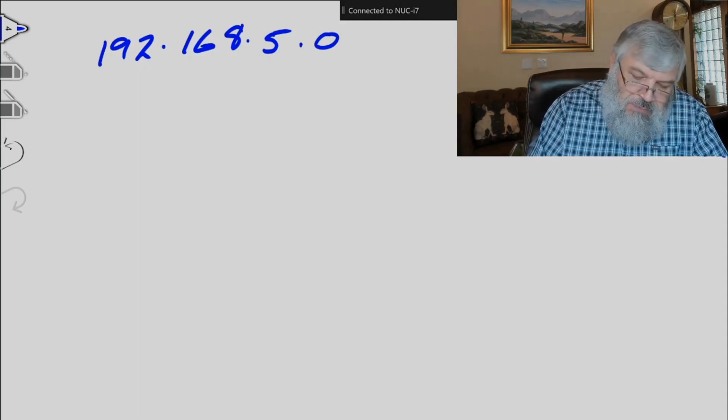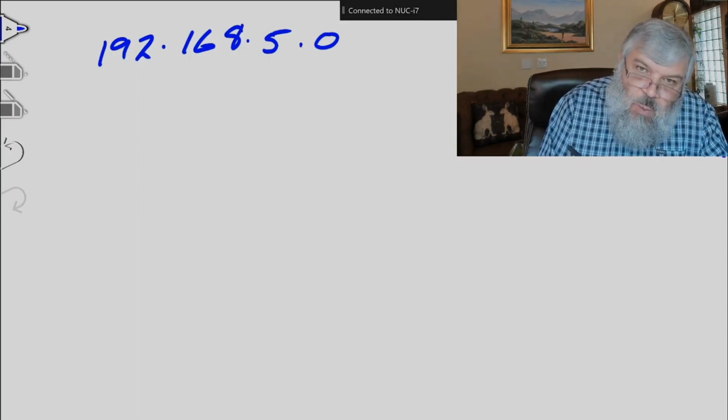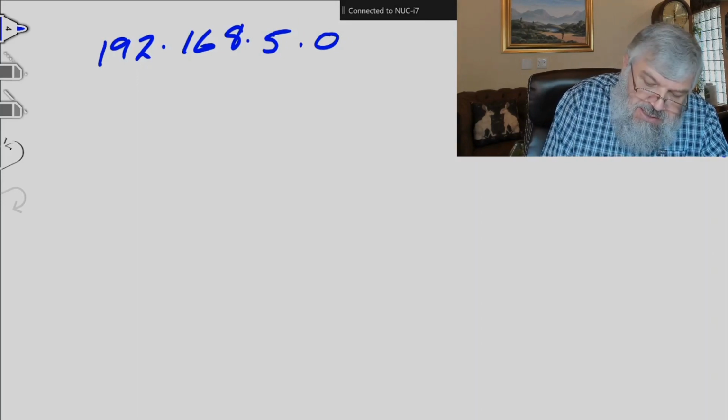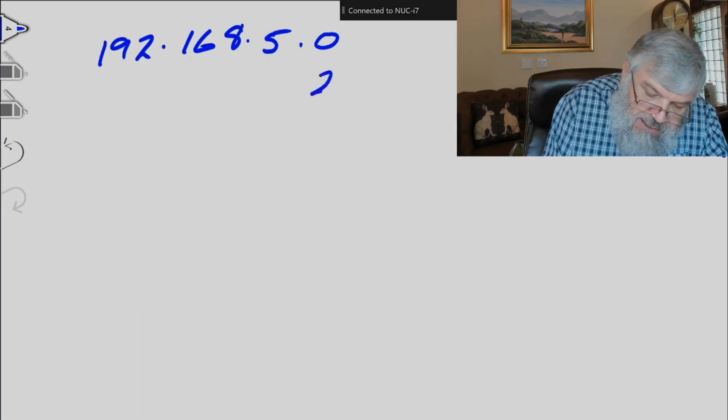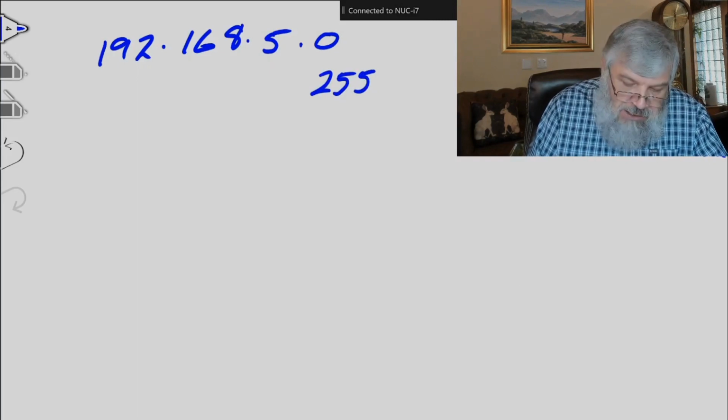Similarly, as a special value, if you put all 1s into the host portion. So in this example, the host portion is only the last byte, and in decimal all 1s would translate to 255. If you put 255 into that field, that's the broadcast address. That means the message that I'm going to send now will go to all the hosts on this network.